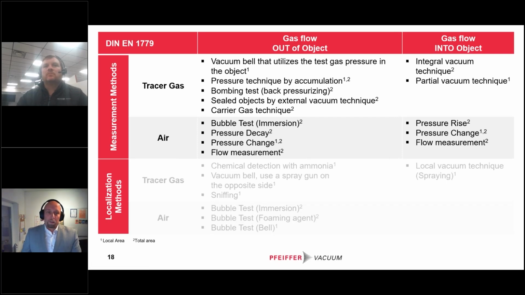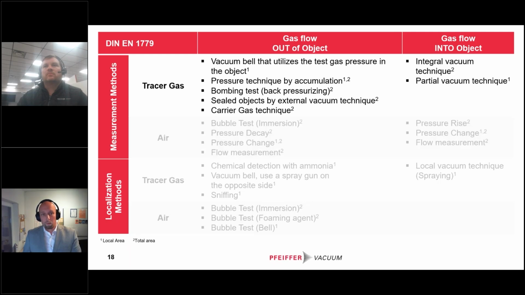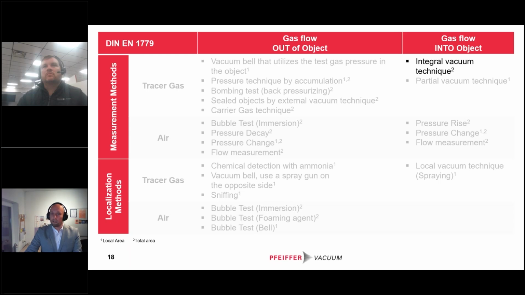As well, if we're talking about the 10⁻⁶ millibar liter per second leak rate, this is out of the testing scope, or of the scope of an air-based method. So we also are located in the tracer gas world. We do want to test the flow rate originally into the object, and also in the integral vacuum technique, because we're interested in the total flow rate and not in a partial vacuum or a partial leak rate of the battery cell. So in the end, we only have to consider the integral vacuum technique.